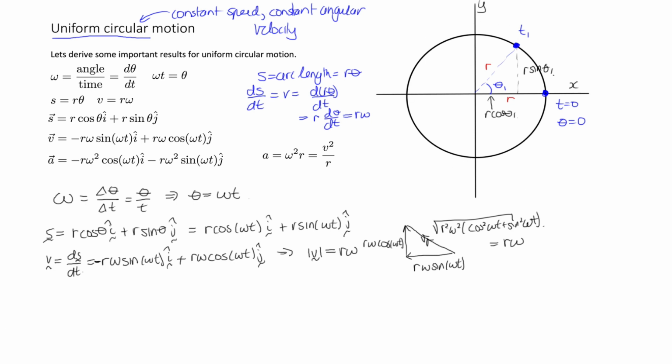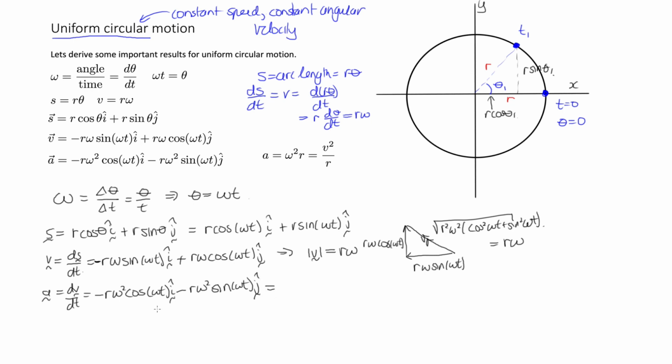Okay, but let's go on and get the acceleration. So to get the acceleration, we need to differentiate this. And when we do that, we pull another omega out the front, so minus r omega squared cos omega t i, plus we pull another omega out the front, and this actually becomes negative because when we differentiate the cos, we get a negative sine. So this is minus r omega squared sine omega t j.